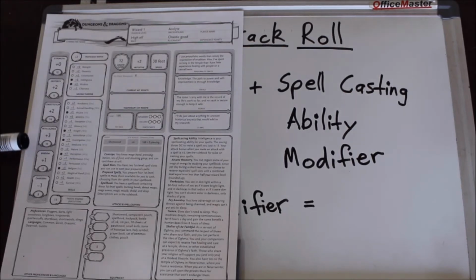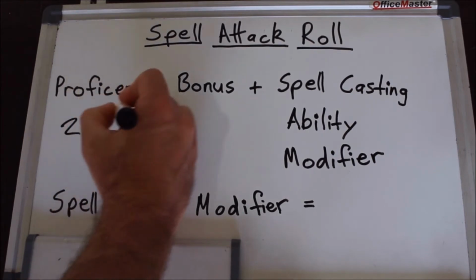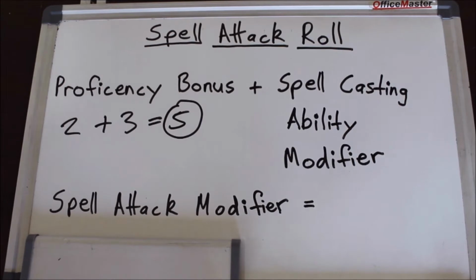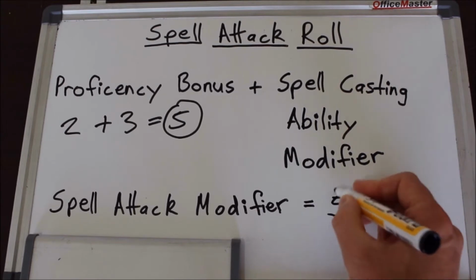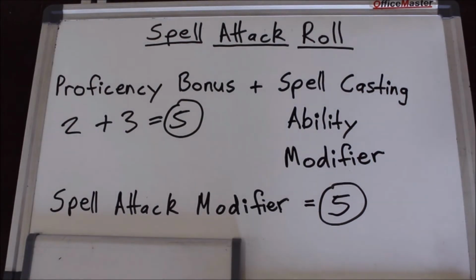If it was a cleric it would be wisdom, or if it was say a bard you would use charisma. So 2 + 3 equals 5. 5 is the spell attack modifier for my character. Okay, so that's 5. So when I roll a 20-sided dice to make a spell attack, I'm going to be adding that 5.